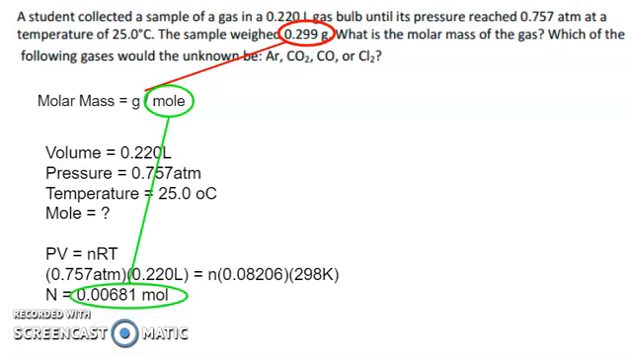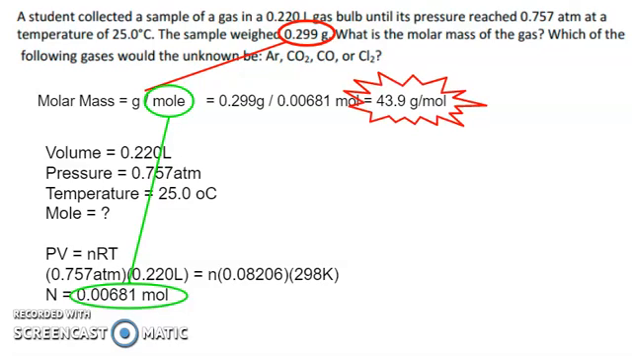Now I have my grams, and I have my moles, and I'll be able to solve. I found in this case that my molar mass was equal to about 44 grams per mole. And if you take a look at all of the molar masses from the possible suspects here, the molar mass of carbon dioxide is closest to this calculated amount at 44 grams per mole.